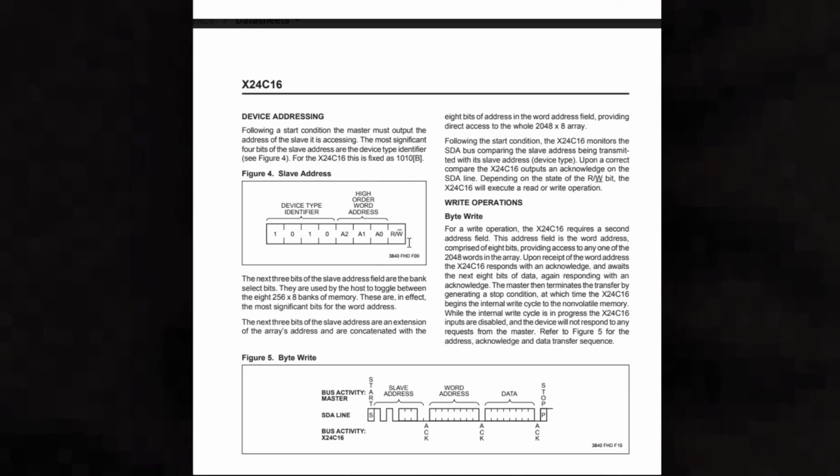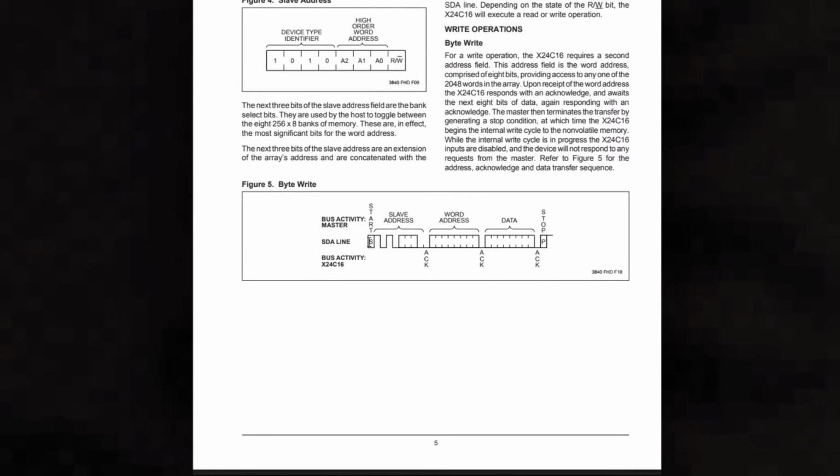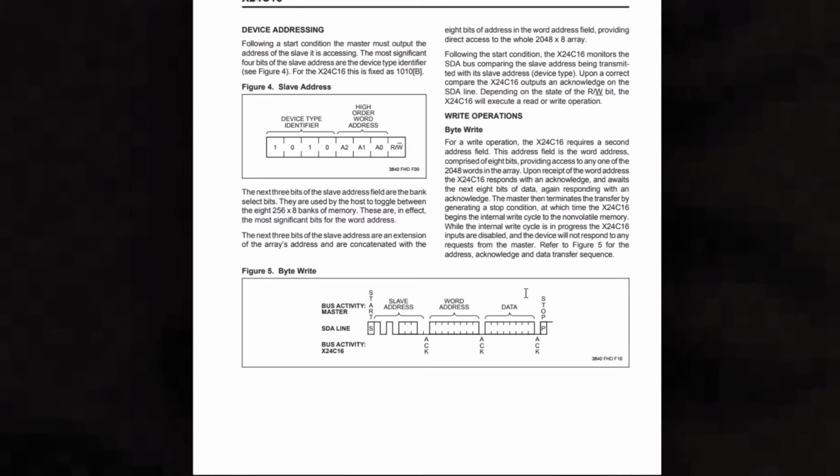The first byte is the start condition, followed by a 4-bit device address which is hardwired to 1010. I know that most sources claim that a device address must always have 7 or 8 or 10 bits, but here we are, this one only has 4. The next 3 bits are the bank address. The 2048 bytes of memory are divided into 8 banks, 256 bytes each. These 3 bits pick the bank. After that comes the read or write flag, low for write, high for read.